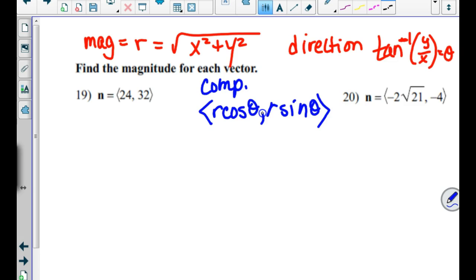Okay, so what do we need to do for number 19? Yeah, this is an x, this is a y, and they want the magnitude. So we just do 24 squared plus 32 squared, and then we square root it.